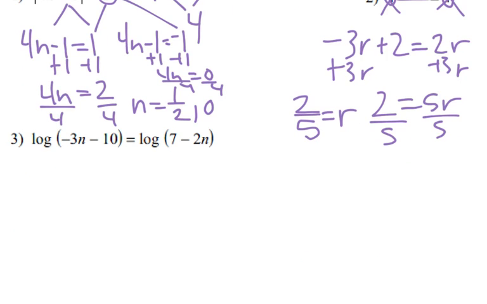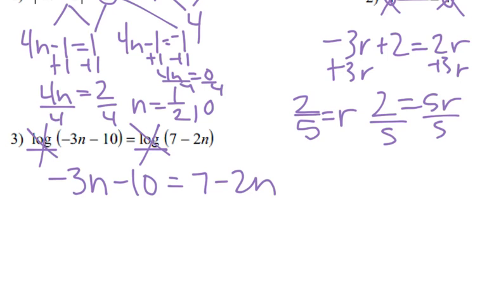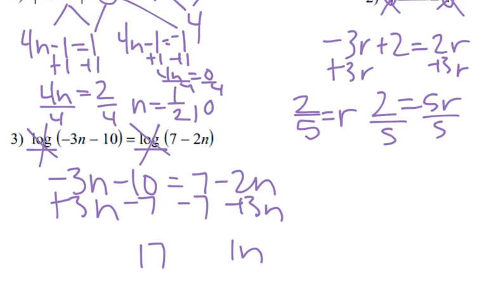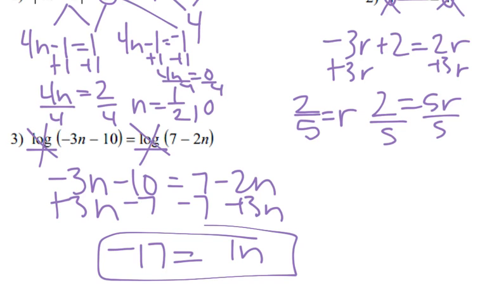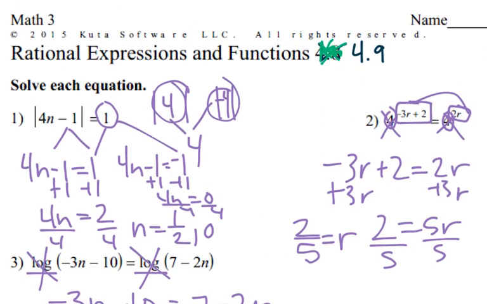Okay, the logs, same idea. If we have the same logs, we just get rid of those and we're left with what's inside the parentheses, and that's what we solve. So let's add a 3n here. That would give me negative 2 plus 3 is 1n, subtract a 7, negative 10 minus 7 is negative 17, so n equals negative 17. Okay, so just a quick review on some of those.